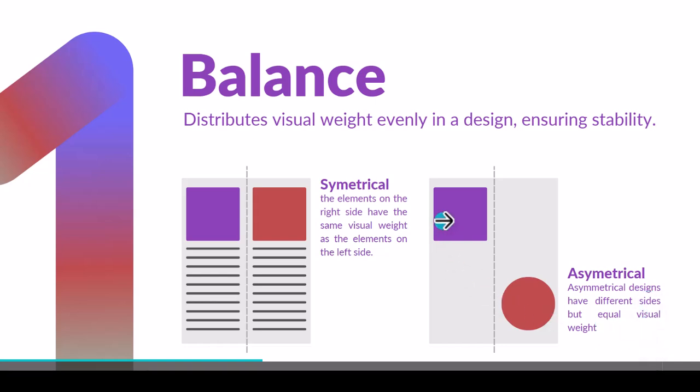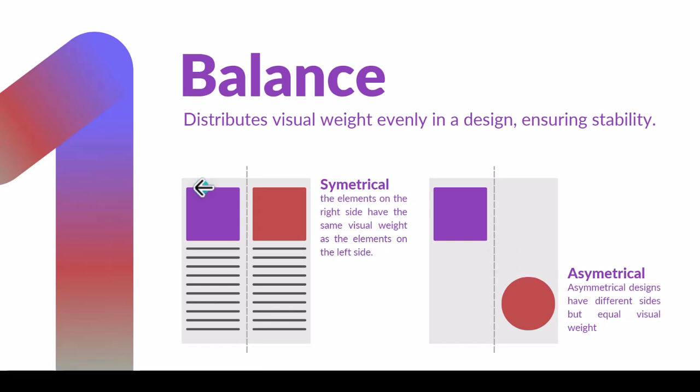Asymmetrical designs have different sides but equal visual weight. As you can see, these are different orientations, but they look the same because of the sizes and the weight. One is up, one is down, and they have the same visual weight. So that's asymmetrical, but it creates a balanced visual weight, as you can see right here.